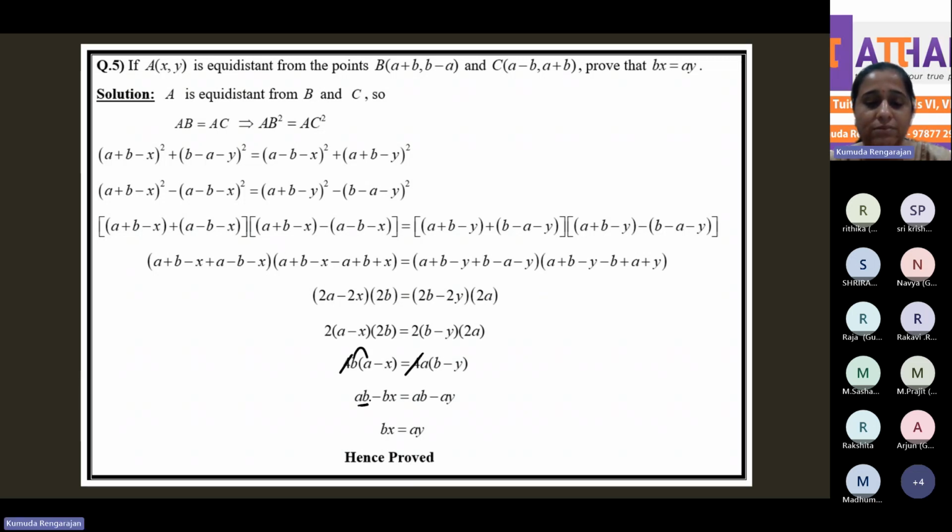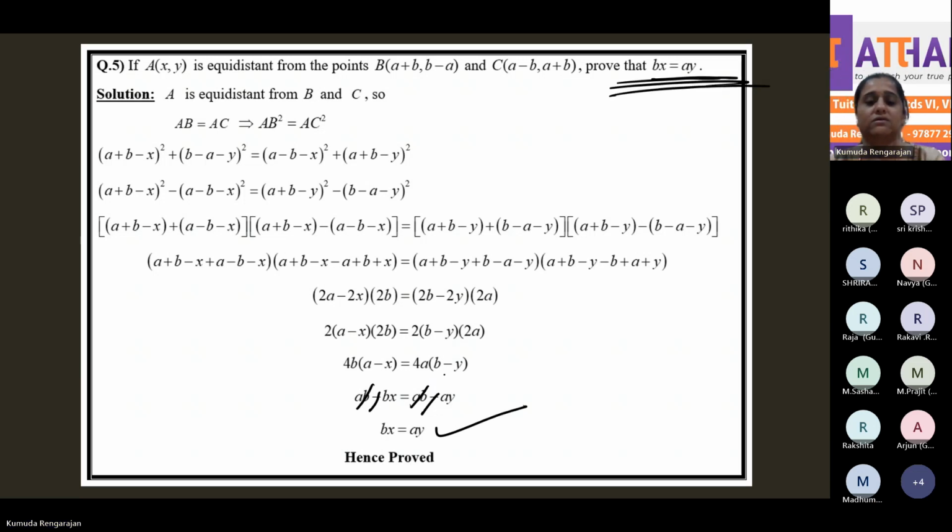B into a is ab, b into x, a into b is ab, a into y, ay. Again, on either side you have ab and ab, so they get cancelled. Or you can just cancel the signs on both sides. ab gets cancelled, minus and minus get cancelled. So bx is equal to ay. That's what we had to prove. Yeah, please take it down, children.